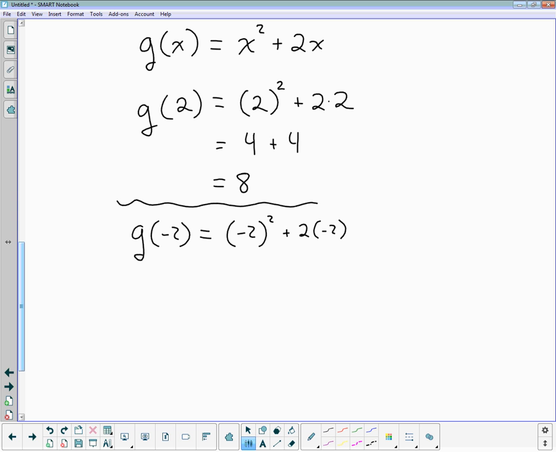You see, by wrapping things in parentheses, I can avoid making little mistakes. What's -2 squared? -2 times -2. +4, thank you, Anthony. And -2 times 2? And so what's the answer here? 0. Okay, 0 is a valid answer, guys.